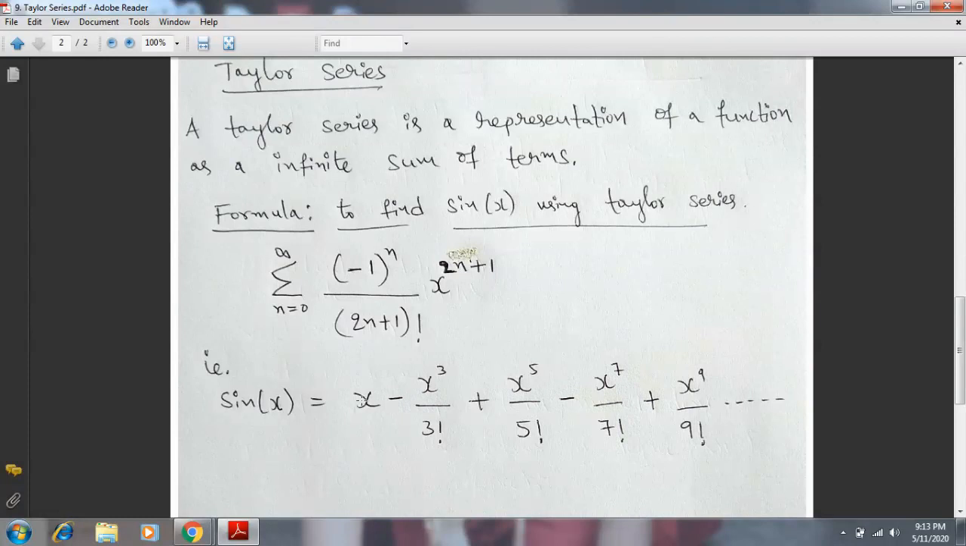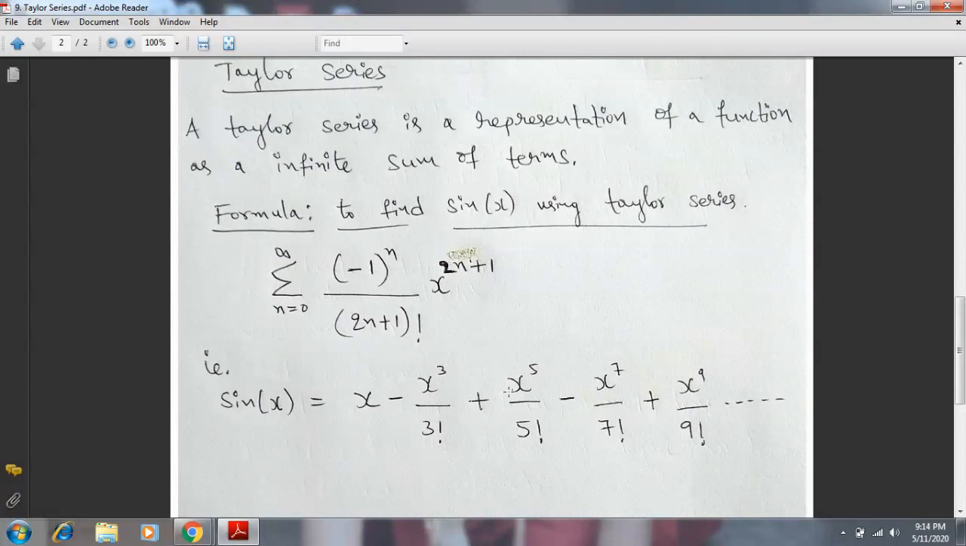So each term has a numerator and denominator. We have to observe three important things in the terms. In the numerator, the powers of x are all odd numbers starting from 1. So each and every numerator is rising in power by 2 degrees: x to the power 1, x to the power 3, x to the power 5, likewise.